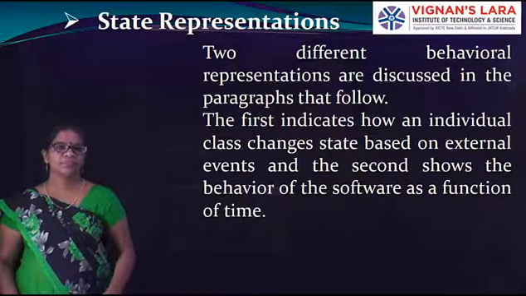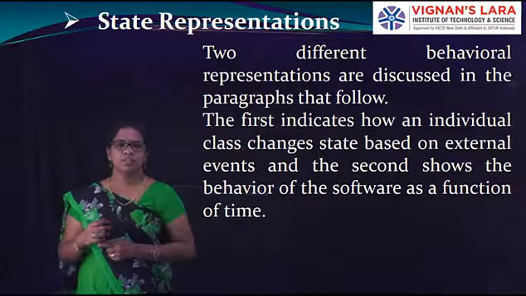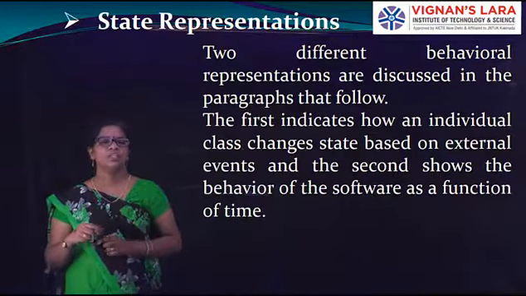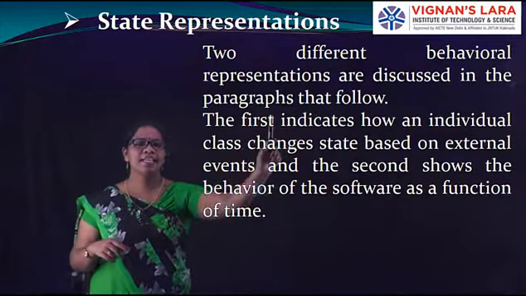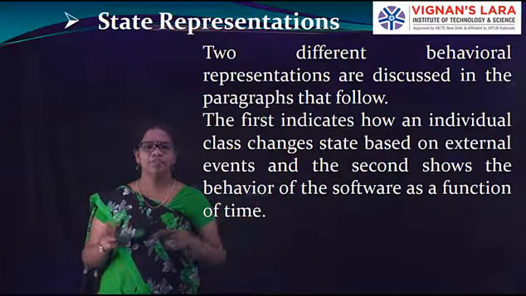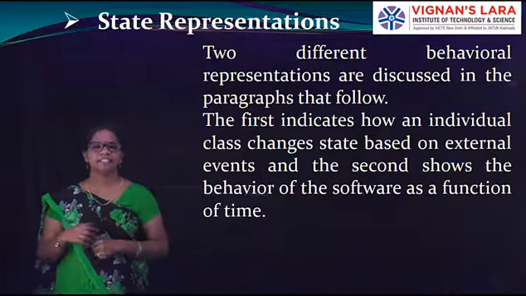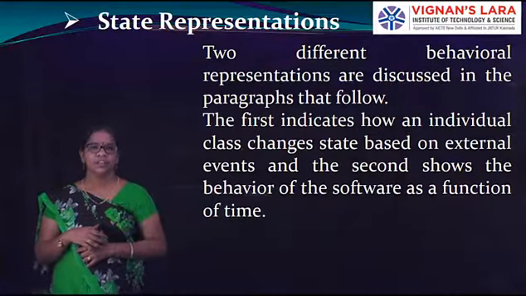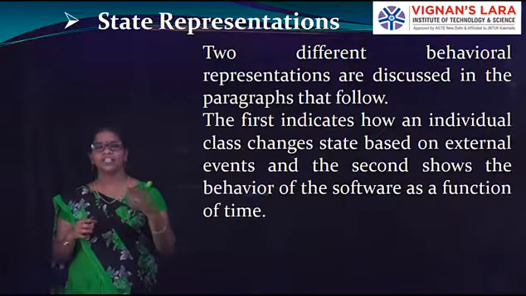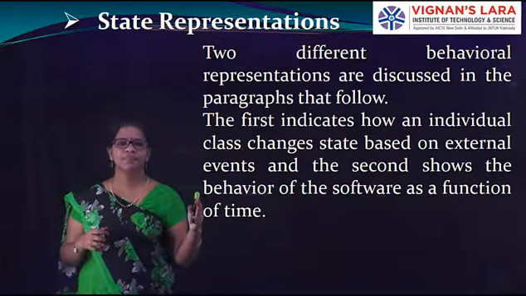And next, two different behavioral representations are discussed in the paragraphs that follow. So apart from the two characteristics, there are two different behavioral representations. What are those? The first indicates how an individual class changes state based on external events, and the second shows the behavior of the software as a function of time. So the first one indicates how an individual class changes state based on external events. We said that state will change when an external event occurs. So when an external event occurs, how does the change take place from one state to the other state? That is the first one.